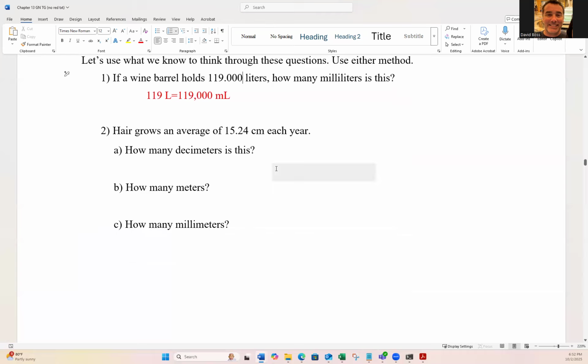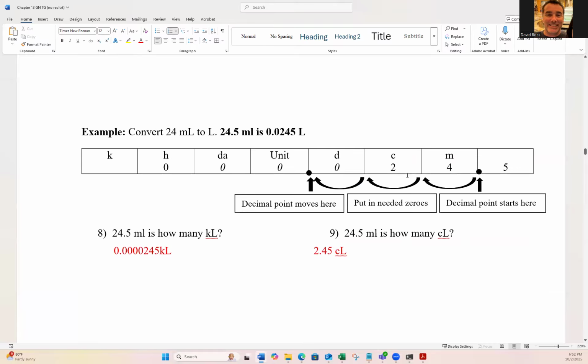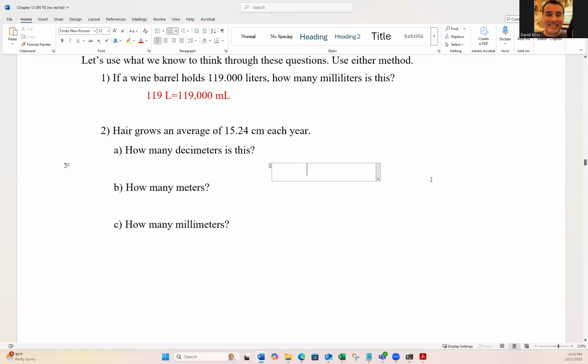Okay, hair grows an average of 15.24 centimeters per year. How many decimeters is this? So we're going centimeters to decimeters. We're going to move the decimal point from here, centimeters, to the left one to decimeters. So it's just one move to the left for the decimal. 15.24 centimeters, move this to the left to here, becomes 1.524 decimeters.